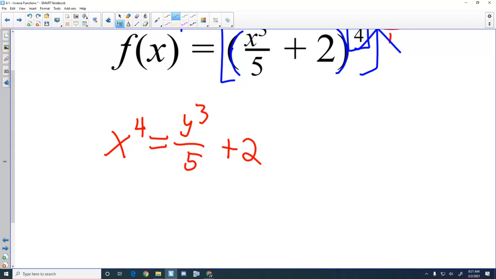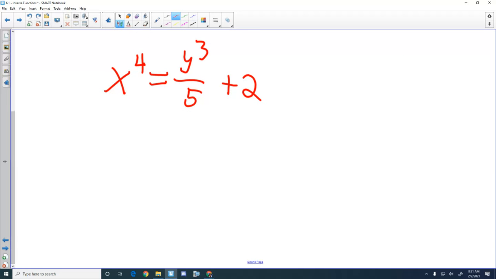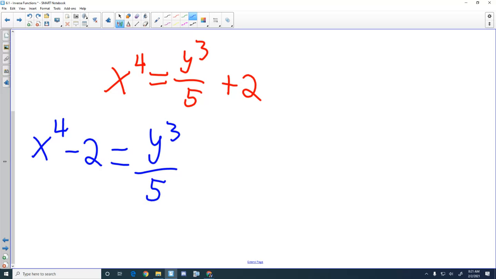On the right side, I still have 3 items I need to cancel out. The 3, the 2, and the 5. What are we going to cancel out first? The 2, right? The 2 is being added or subtracted. Go for that next. So we're going to subtract 2 from both sides. That leaves us with x to the 4th minus 2 equals y cubed divided by 5.